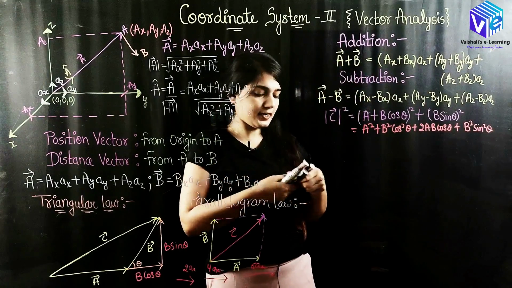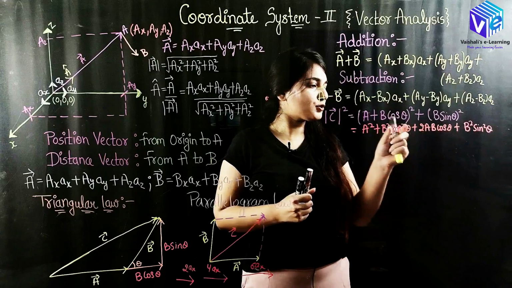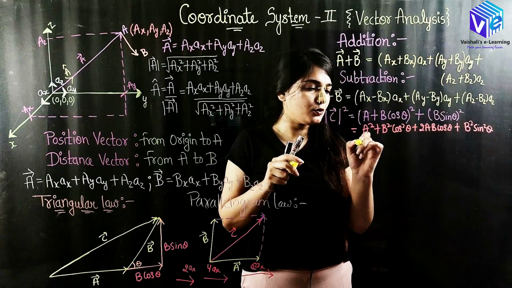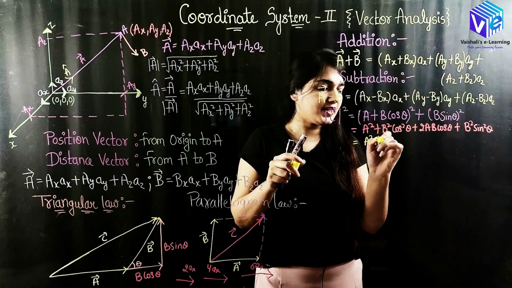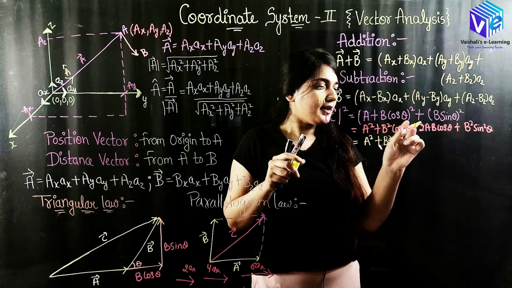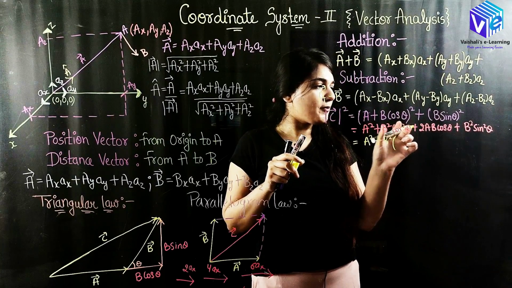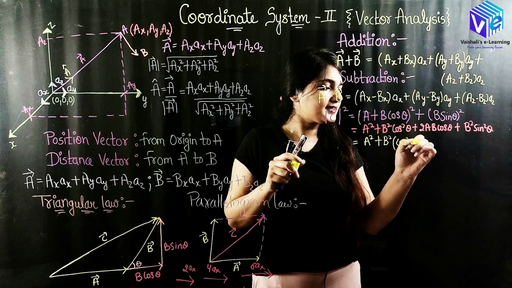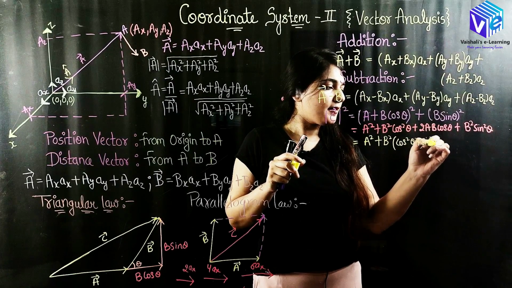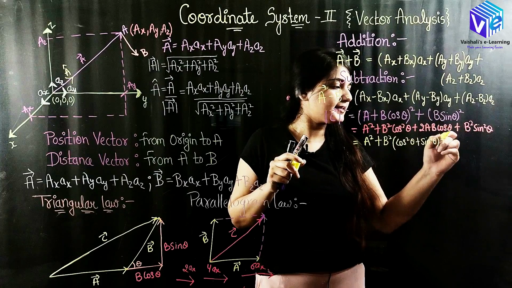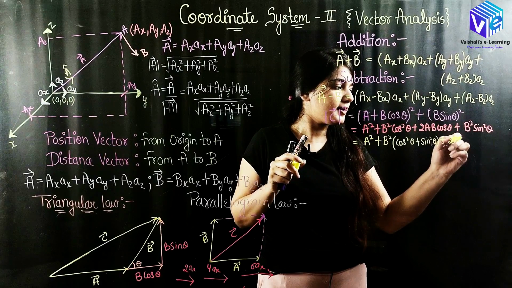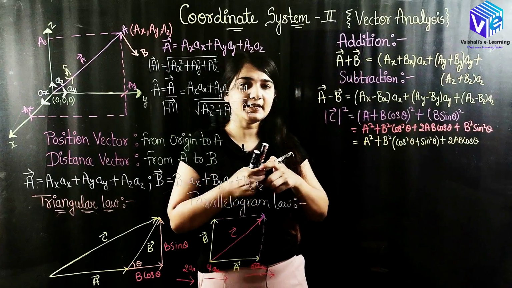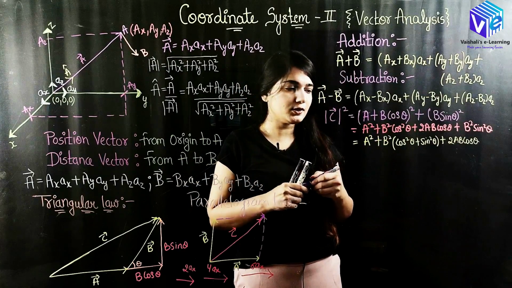Okay, so now what I can do, I can take this b square and this b square common. So what I would be left with, here I will be having a square plus b square. If I have taken b square common from this and this term, I am left with cos square theta plus sin square theta, plus this term as it is, which is 2ab cos of theta. Now this cos square theta plus sin square theta, we know it is 1.